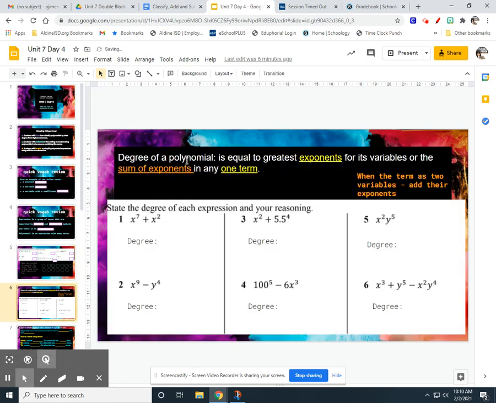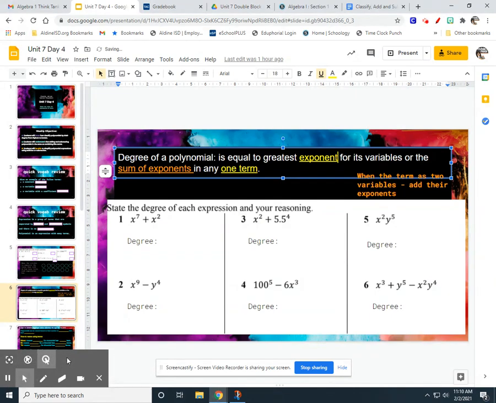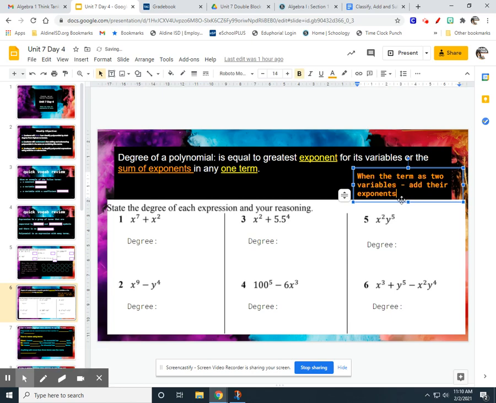All right, the degree of a polynomial is equal to the greatest exponent of its variables or the sum of the exponents in any one term. When the term has 2 variables, you're going to add their exponents. Okay, so what we're going to do is find the variable that has the highest exponent. Now, I wrote over here what happens if you have 2 variables. Well, if you have 2 variables in one term, remember every term is separated by plus or minus, and in one term you have 2 variables, that means you have to add.